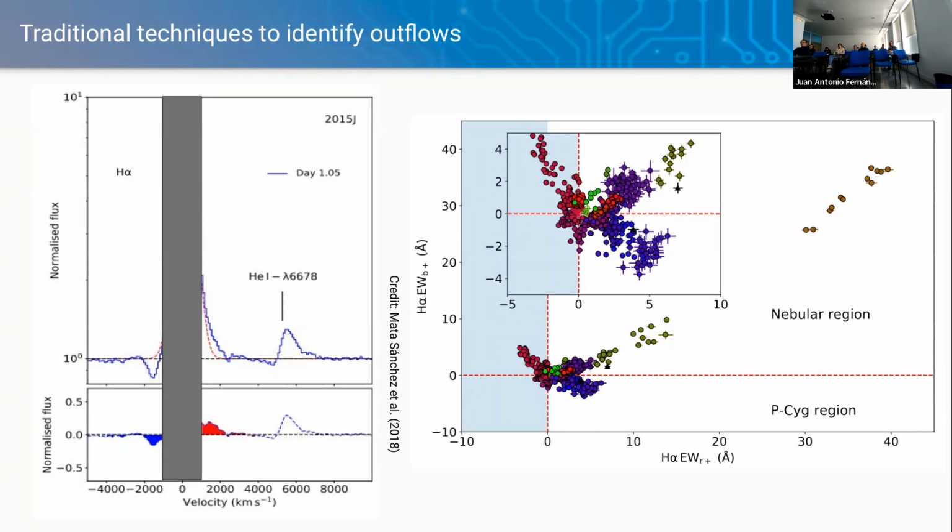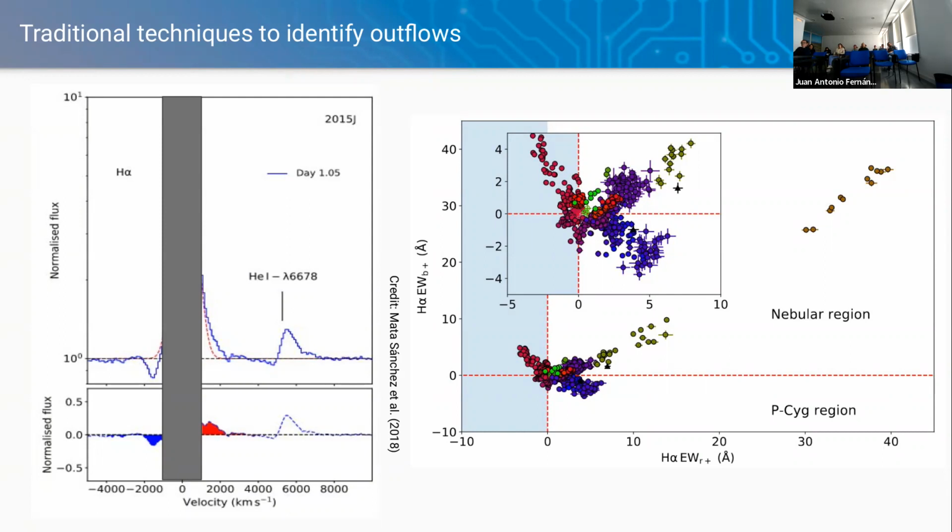So because it's on the opposite side, you should have an excess in the blue and an absorption in the red. But when you look at the spectra, they didn't look like that. The reason for this misclassification was that the line was really asymmetric, so when you were fitting the Gaussian, you were getting the wrong excesses.